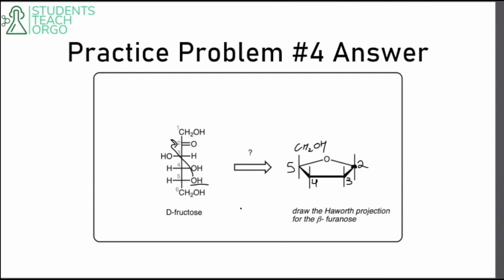Draw H here, and then I can go from 2, 3, 4, 5. So we're told this is beta. So let's go back to 2. Remember, beta means that the hydroxyl on the anomeric carbon points in the same direction as that methyl hydroxyl group. So this group right here is supposed to point in the same direction as this group. So that means that I have beta here. So OH pointing up.